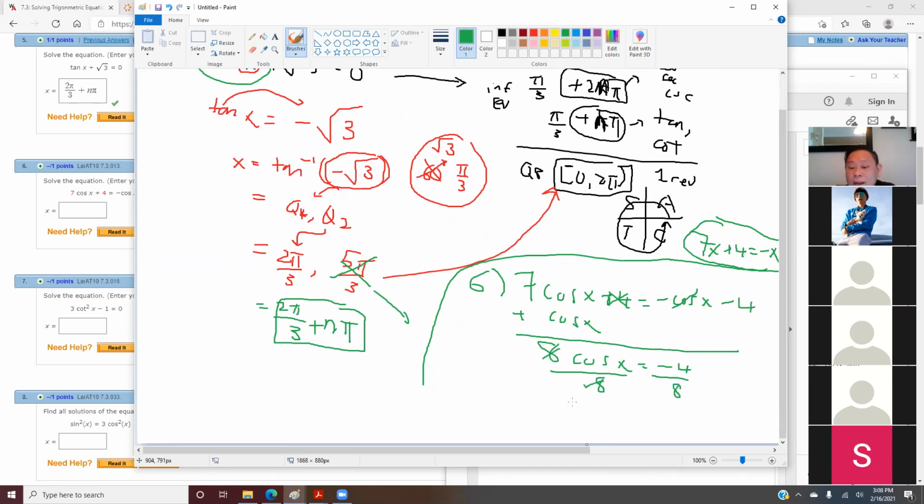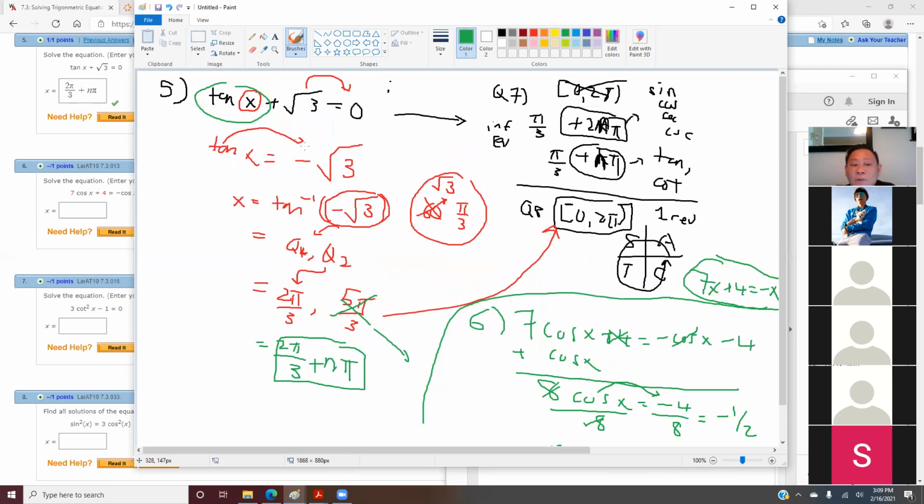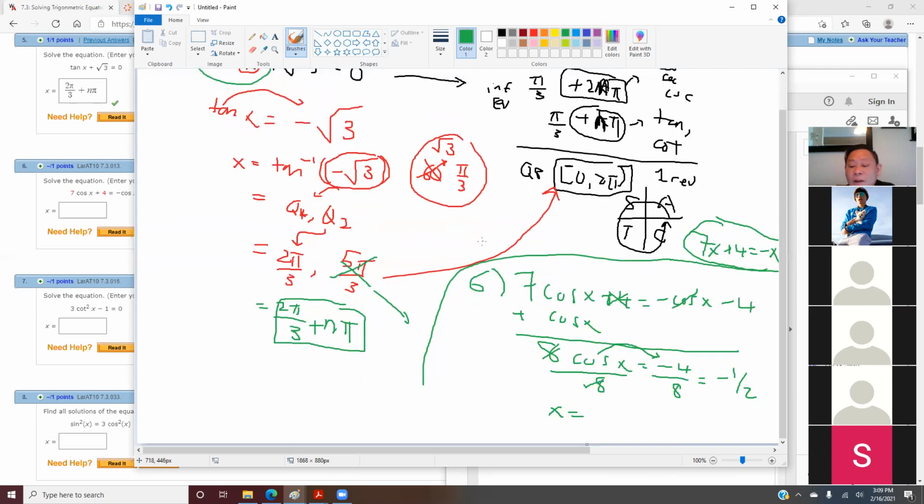So cosine x is what? -1/2. Negative half. And then we move the cosine x over. Do you know what happens when you move your cosine x over to the other side of the equation? Like tangent, we move over, become what? Arctangent, right? So this becomes arc cosine. Arc cosine of negative 1/2.